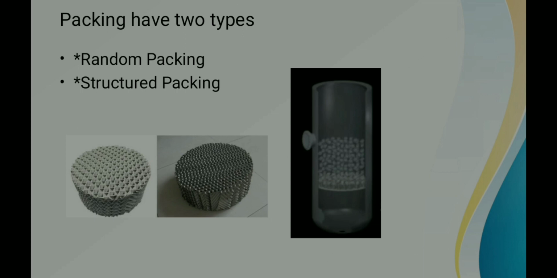When we come to types of packings, we have two types: one is random packing, and the other is structured packing. Random packing is placed randomly at the bottom of the vessel. Structured packing has a honeycomb-like uniform structure, which covers more surface area compared to random packing, and it is placed at the top of the vessel. You can see the image: the first image is a structured packing, and the second image is a random packing.